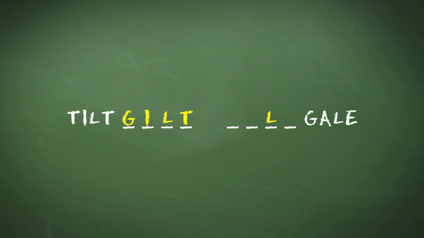To get from tilt to guilt, we had taken the G from gale. But what if we had instead inserted the fourth letter, the E from gale? If we had done this, we would have got a different four-letter word, tile.